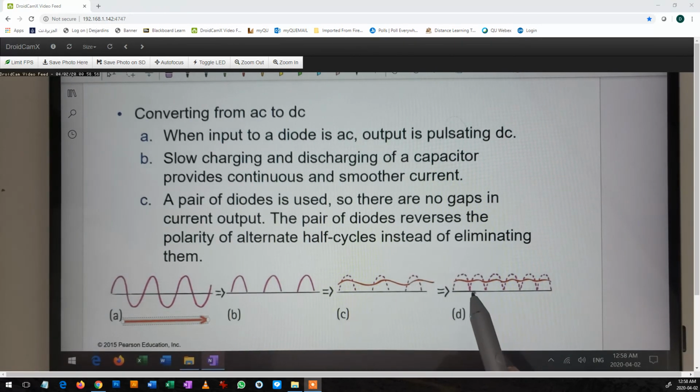If we put two diodes in opposite direction, then we will have positive, and then the negative will be converted into positive because we use both cycles. So current will pass, and then we put a capacitor. So the capacitor sees charge, discharge, charge, discharge. But as you can see, the discharge here is smaller, so this will look like a DC current.